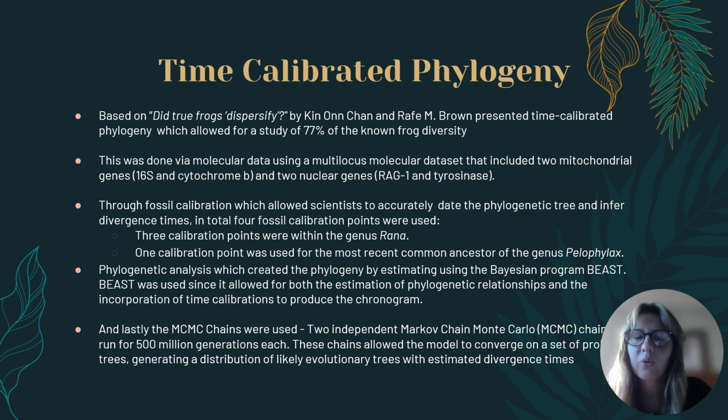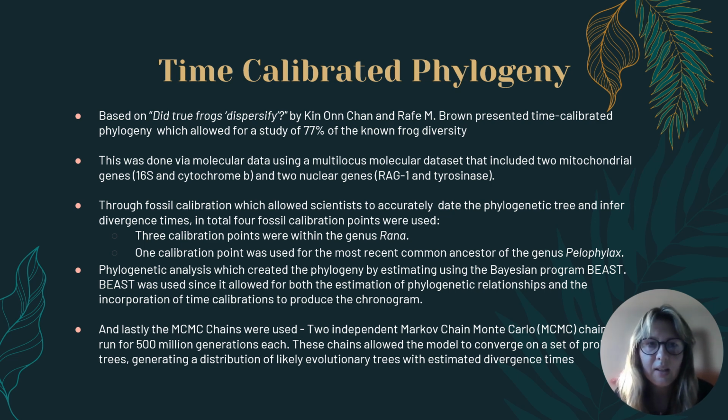It was able to utilize molecular data from a multi-locus molecular data set, which included 2 mitochondrial genes as well as 2 nuclear genes, through fossil calibration. This allowed scientists to accurately date the phylogenetic tree and infer divergence times, which is really what allowed us to see when amphibians split off, when their orders split off, reptilians, and things of that nature.